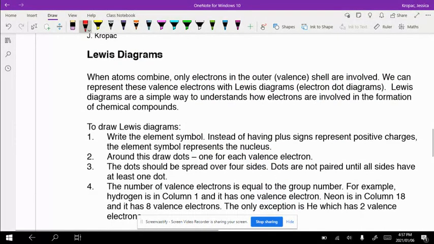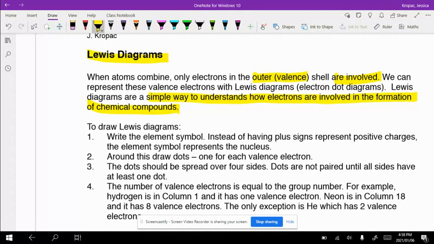So this might be review for some of you. This might be new for some of you. Lewis diagrams are what we're going to start learning in grade 11. So Lewis diagrams, we're going to find that only the outer electrons, we call those valence electrons, are involved in bonding. So when we talk about bonding, which is a theme for this unit, we actually only care about our outside electrons, our valence electrons. Lewis diagrams are a simple way for us to understand how electrons form chemical compounds.